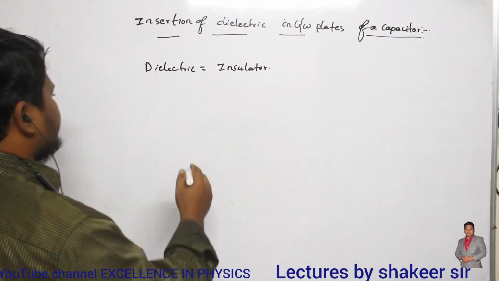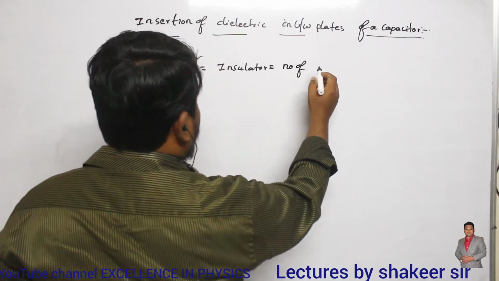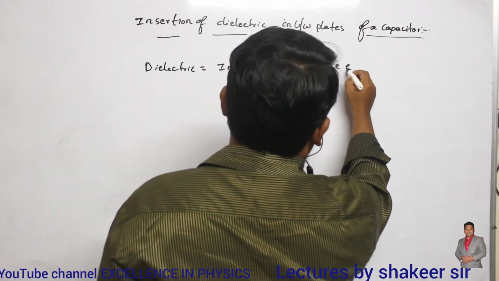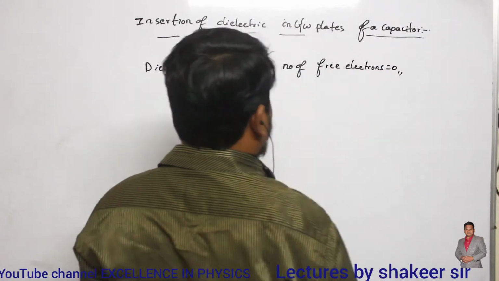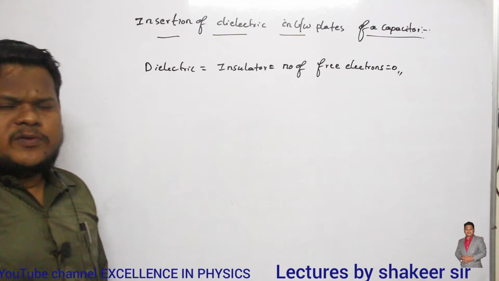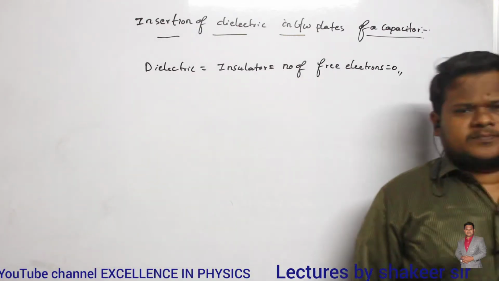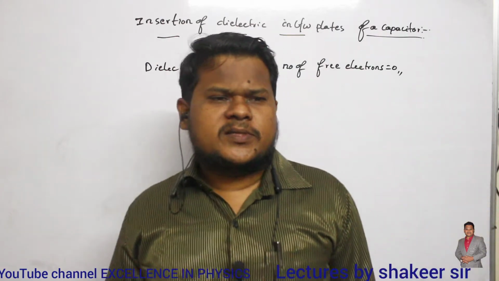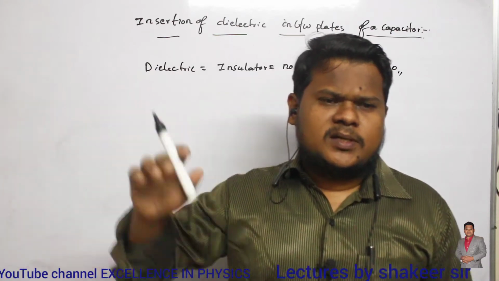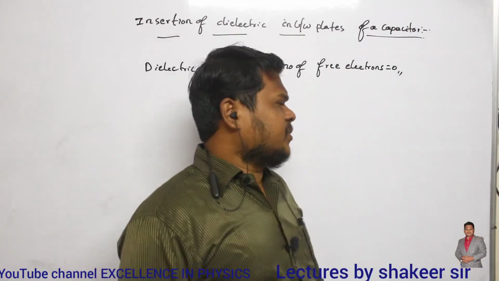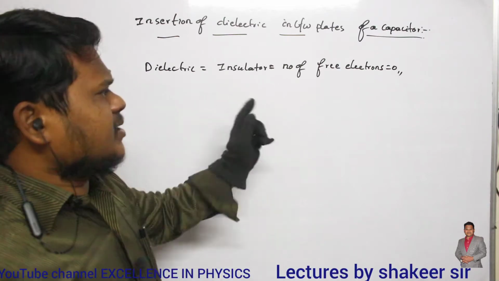Insulator means that the number of free electrons is almost zero. So what is meant by free electrons? The electrons which are responsible for conduction. If an electric field is given, these free electrons travel from one place to another and conduct electricity. These free electrons are absent in the case of a dielectric material.